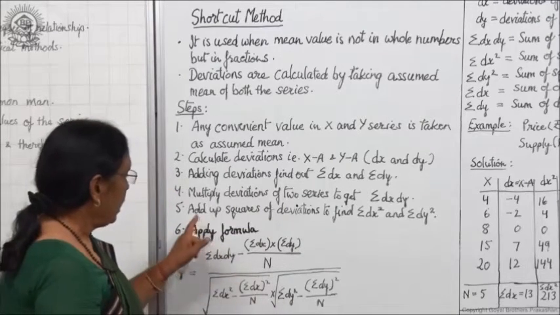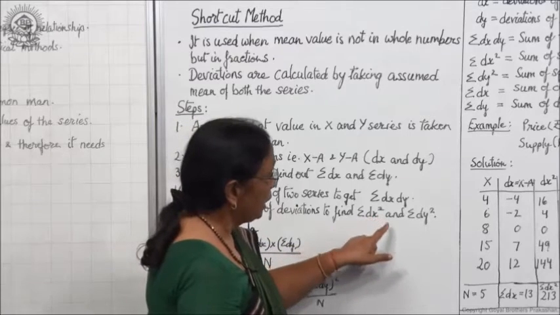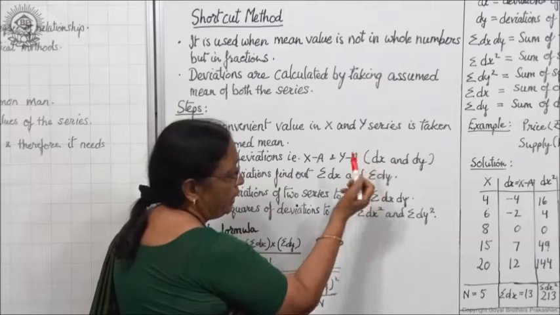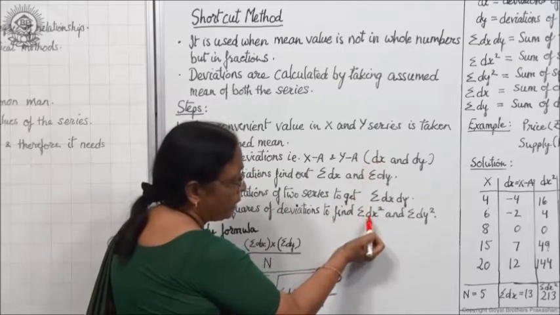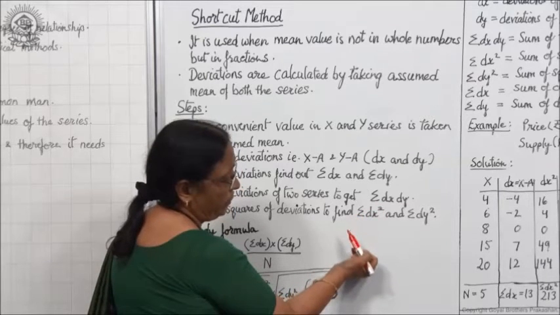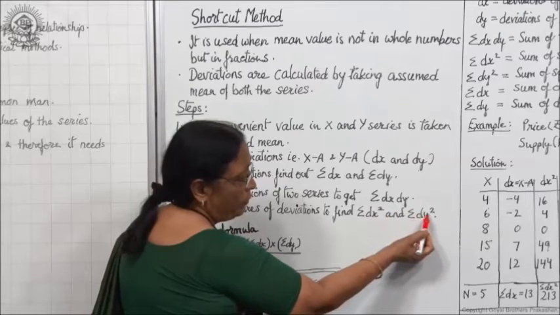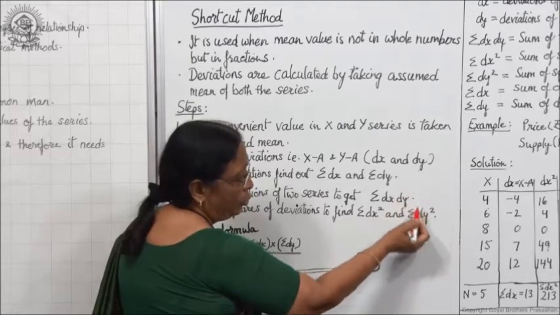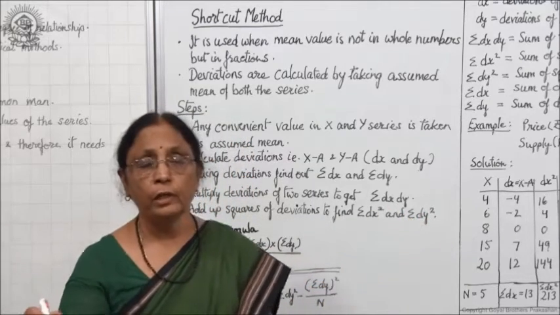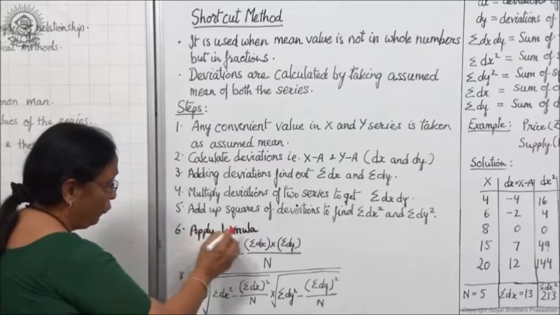right? Add up squares of deviations to find sigma dx square and sigma dy square. Here we have calculated dx, square of dx will be dx square, total of dx square will be sigma dx square. Same way dy, then square of dy will be dy square and total of dy square will be sigma dy square, right? Now apply the formula.